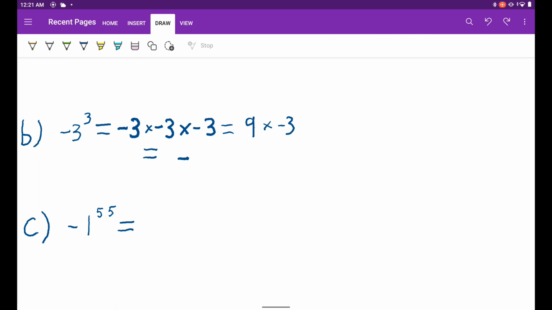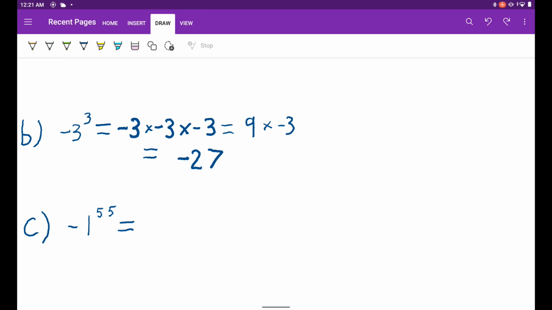Then we can take that further to the final step and get 9 times negative 3 is equal to negative 27, which is our final answer. And we can also confirm with the rule that we have an odd exponent and a negative final answer.